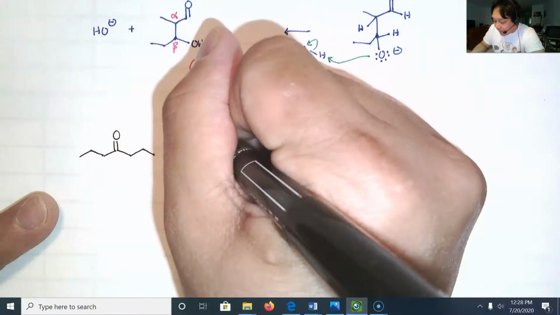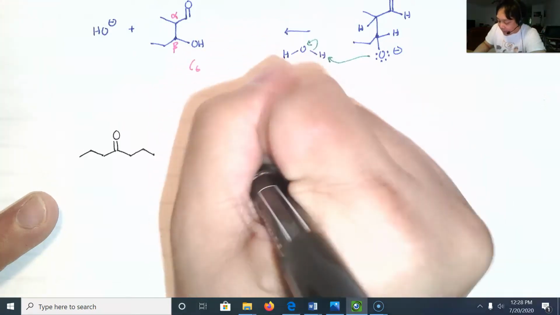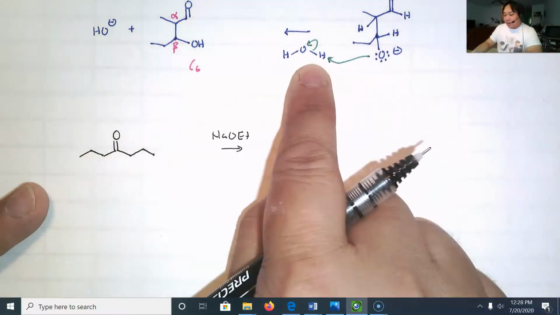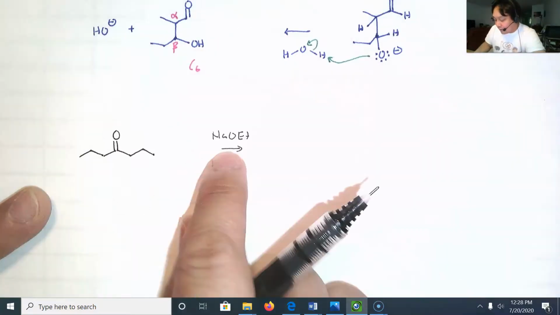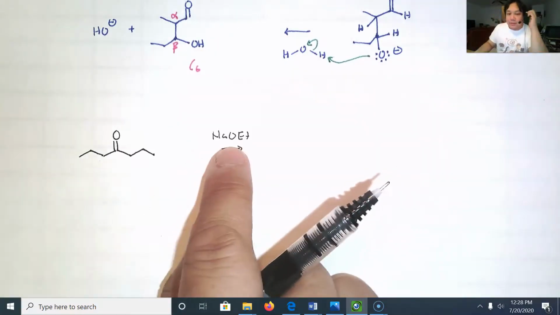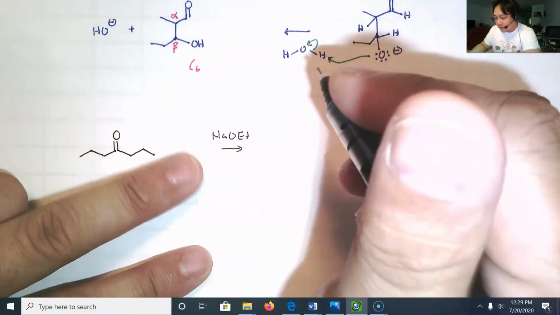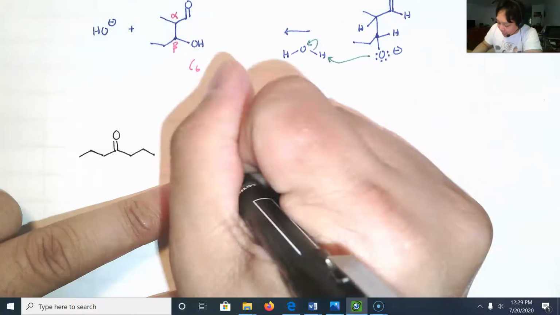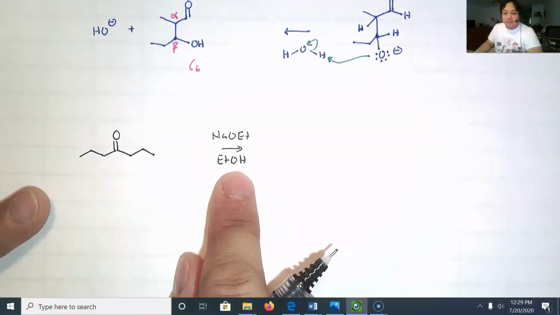We could use the base NaOEt, sodium ethoxide. Just remember that you need a proton source. Here we had water. Typically, for the proton source, you want to match the salt, because the salt will be more soluble in the same kind of solvent. So this is sodium ethoxide. Maybe we should use ethanol, EtOH. Okay, that will provide the proton.